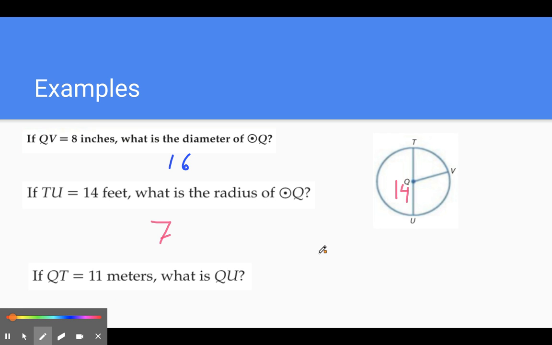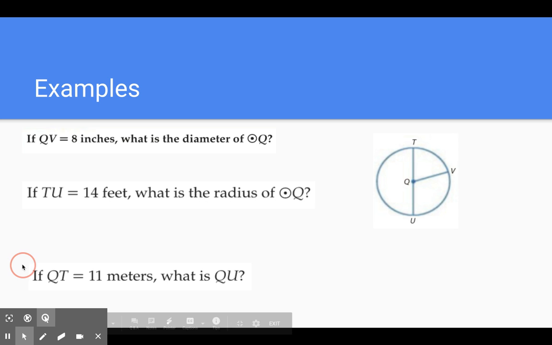Okay, and if QT equals 11, that is a radius. What is QU? QU is also a radius, so that one would also be 11. That one was a little bit different, but they're both radii, or 2 radii. That's the plural form of radius. You can't say radiuses; it's radii. They are both radii, so therefore they are the same length.